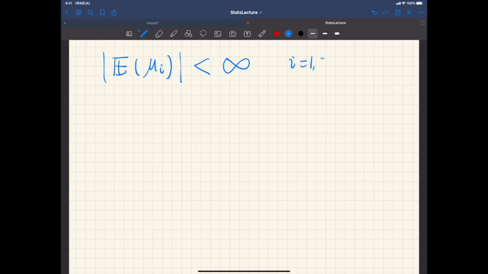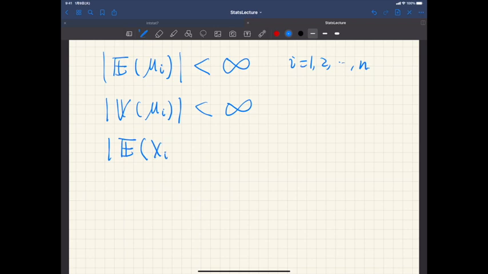So xi, for i equal to 1, 2, and so on. And also, the variance must be well defined. So this should be finite. And we also impose stronger conditions, like all the moments exist. So that means the expectation value of powers of these random variables, let's say the kth power, should be finite, where k is 1, 2, and so on.